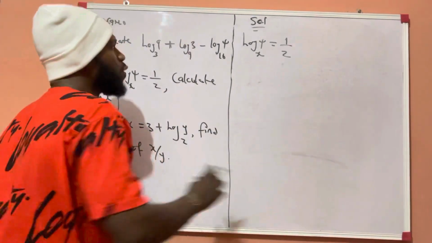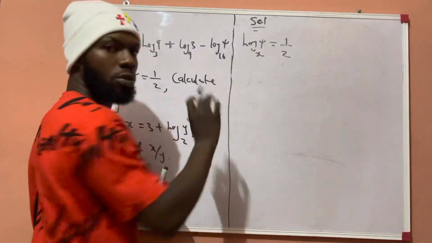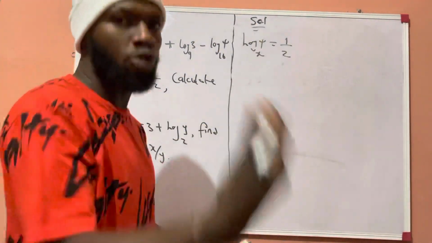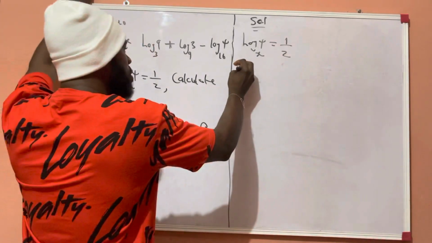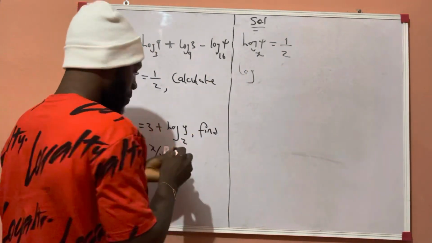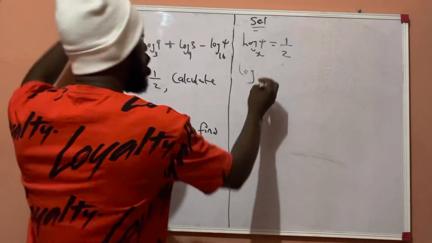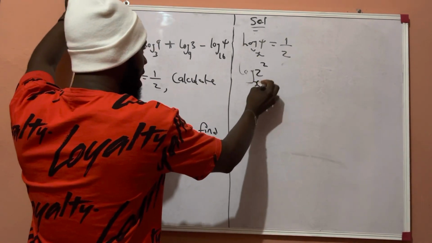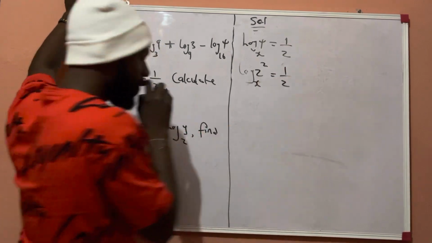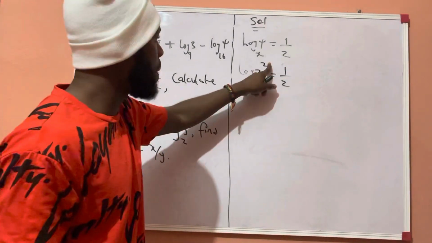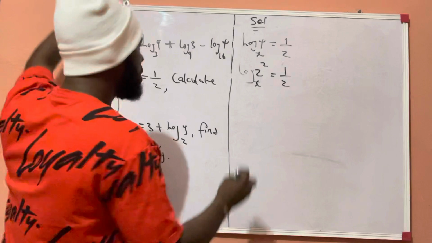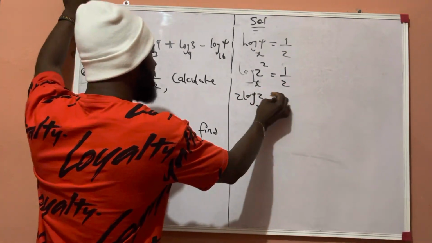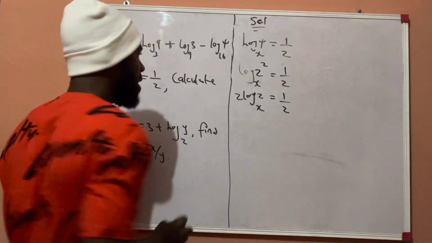Now, the first thing I have to do is to bring this number 4 to base 2. Now, 4 in base 2 is 2 raised to the power 2. So here becomes log 2 raised to the power of 2, base x, is equal to 1 over 2. Now, power law says when the power is here, it goes to the back. So here becomes 2 log 2 base x is equal to 1 over 2.